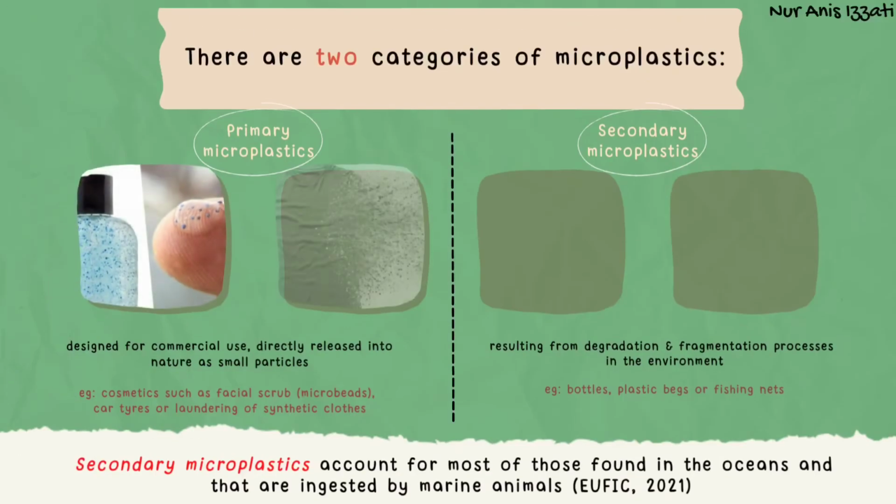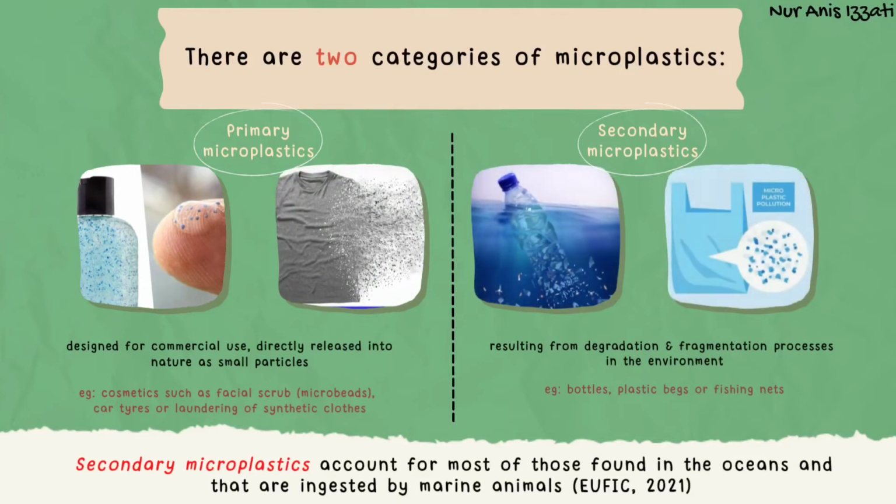There are two categories of microplastics, which are primary and secondary. Primary microplastics are designed for commercial use and directly released into nature as small particles. Examples are cosmetics such as facial scrub microbeads, car tires, or the laundering of synthetic clothes, while secondary microplastics result from degradation and fragmentation processes in the environment. Examples are bottles, plastic bags, or fishing nets.